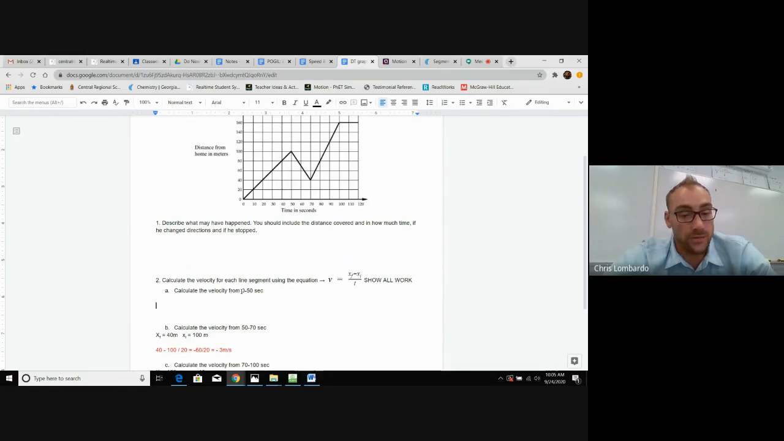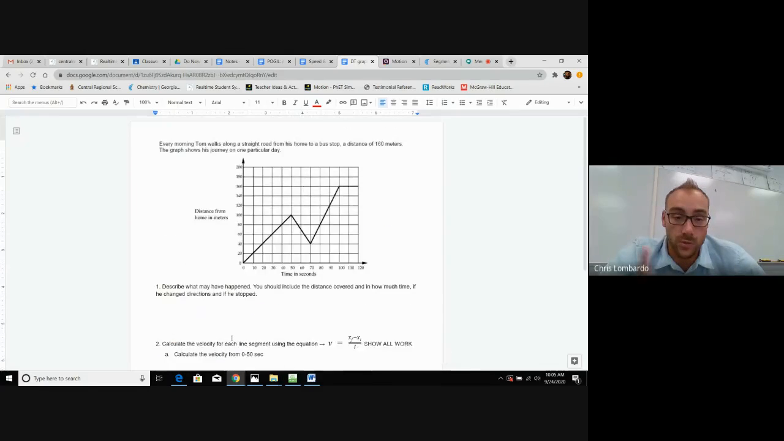Do the same thing for the 0 to 50 and the 70 to 100. I had a question: do I need to indicate the directions? Not for this one, because when we get a positive velocity, that tells us we're moving in the positive direction. The negative sign tells us that we're moving backwards. And because we're on a straight road, we're not indicating north, south, east, west.